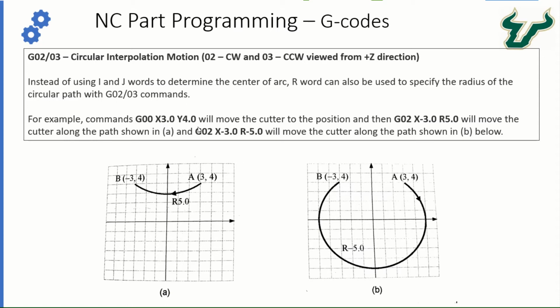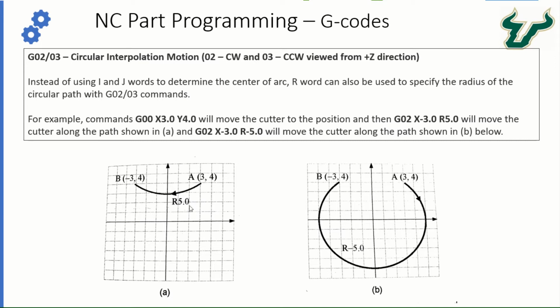So for example, if you have G00, X 3.0, Y 4.0, that means we are moving the cutter from whatever location it was before to this point A at 3 for the X and 4 for the Y. And then we are specifying the command G02, X -3, R 5.0. So we're not really specifying any Y coordinate here, which means the Y coordinate is going to be the same as before, and the X is now -3. So we want to move this cutter from A (3, 4) to B (-3, 4). All right. And then the radius of the arc is specified as 5. So you don't really need to give the I and J values here.